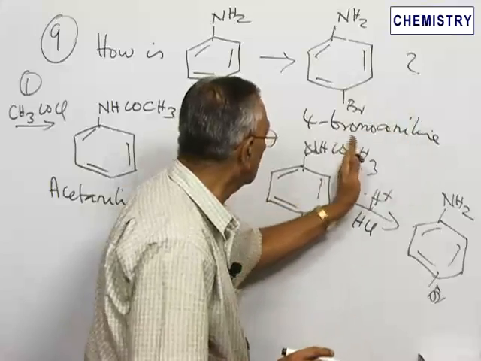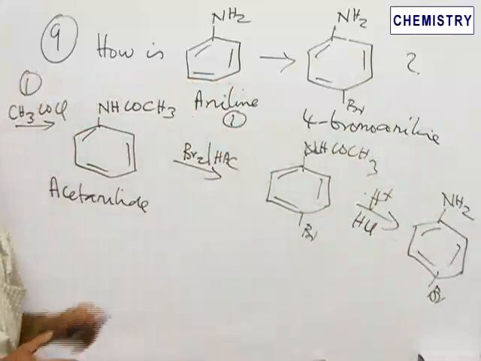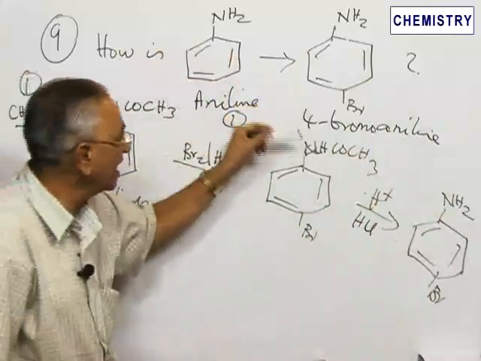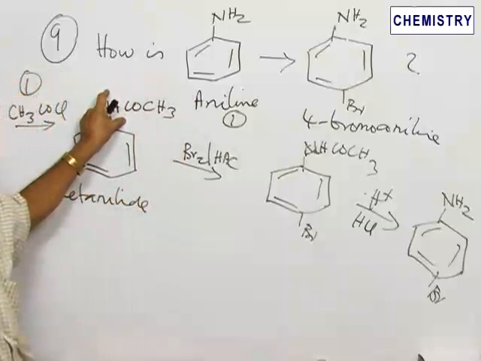The COCH3 will go away, giving rise to the free amino group. This is the method by means of which we slightly deactivate it and then bring it back. This is something like protecting the amino group or deactivating the amino group.